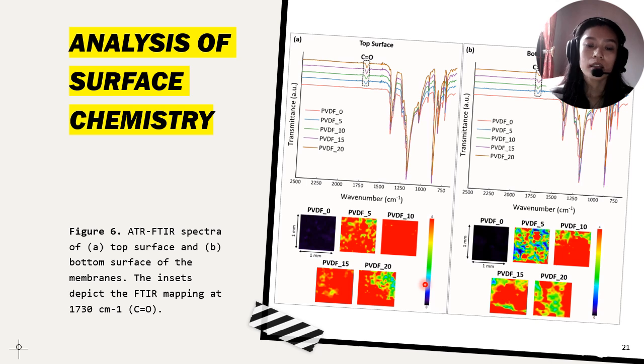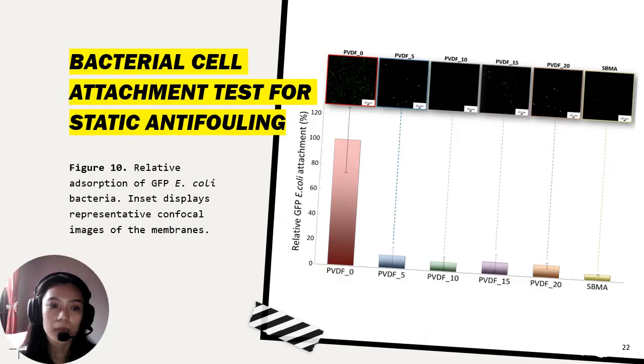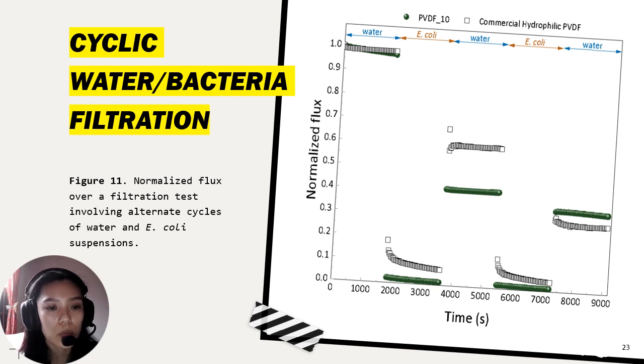Now, we suspect that aggregates formed in PVDF15 and the aggregates worsened in PVDF20, which would have resulted in regions with great amounts of antifouling copolymer units and regions wherein there are no antifouling copolymer units, these areas in PVDF15 and these areas in PVDF20. And this is why in the bacterial cell attachment test, PVDF10 outperformed PVDF15 and 20, and it's also the same trend in the protein adsorption test. This is why we used PVDF10 for the cyclic water bacterial filtration used to simulate wastewater treatment.